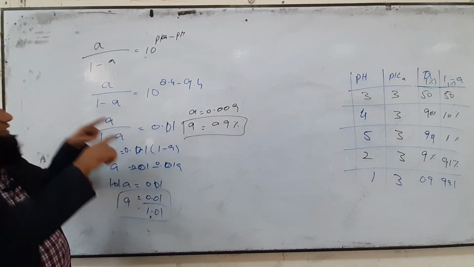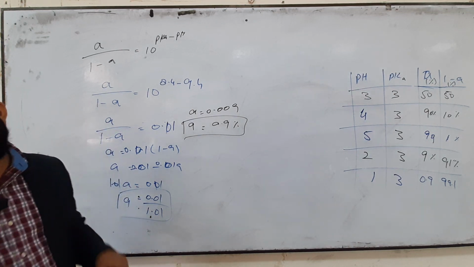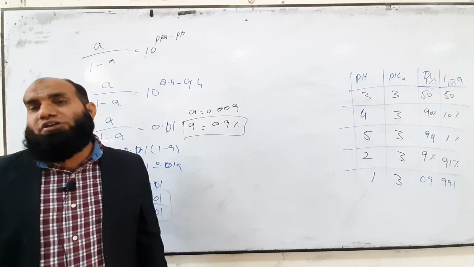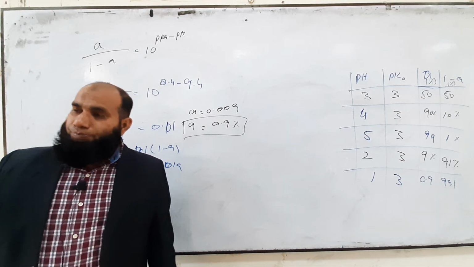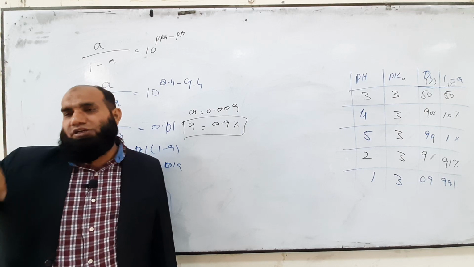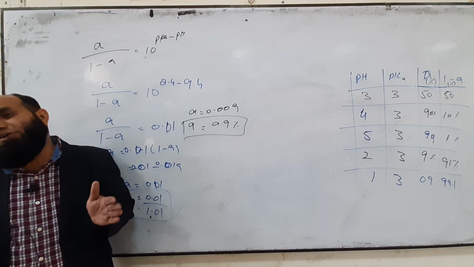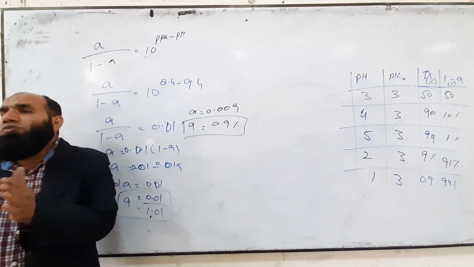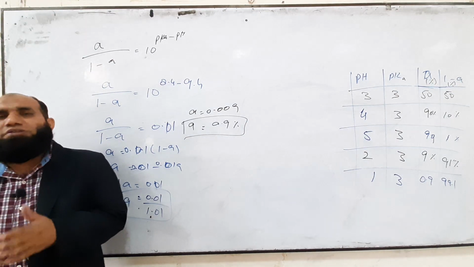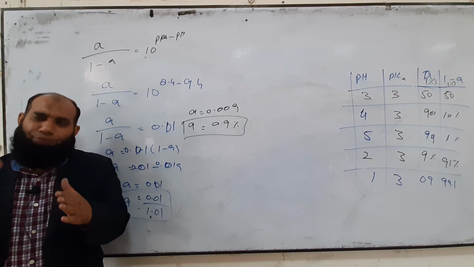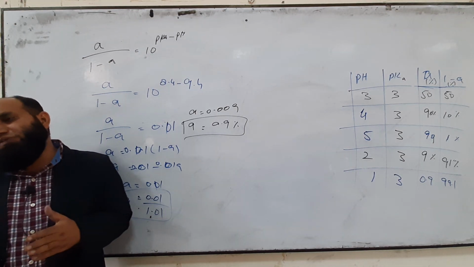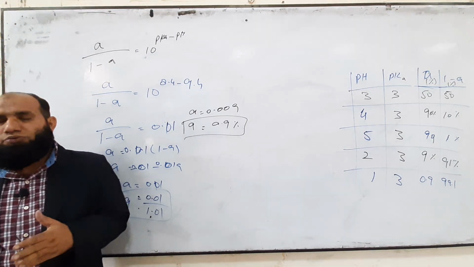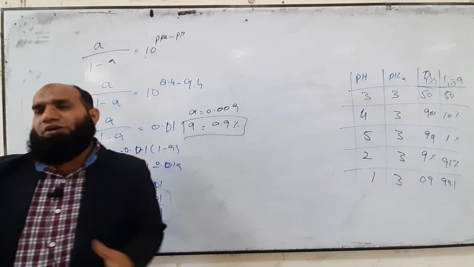And then we discussed the equations for weakly basic drugs. In case of a weakly basic drug, the formula is the same, but the difference is that in the previous formula, in the case of a weakly acidic drug, we subtract the pKa value from the pH. But in case of a weakly basic drug, we subtract the pH value from the pKa. The formula will be ionized drug divided by unionized drug equals 10 raised to the power pKa minus pH.